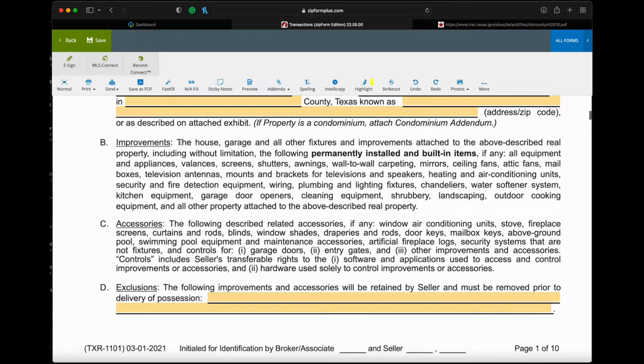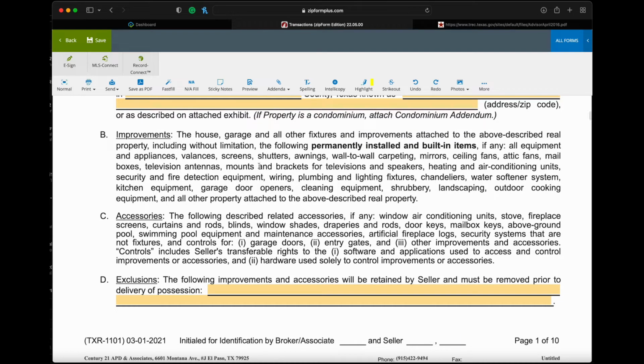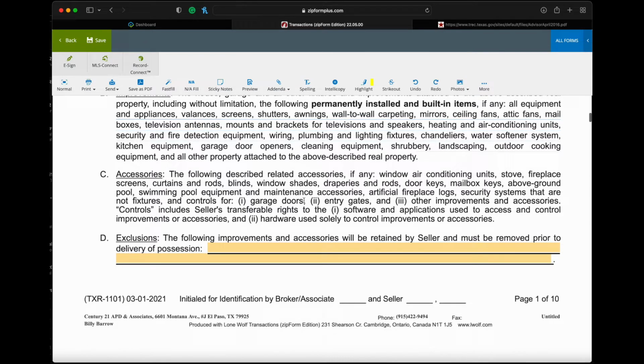The improvements is going to be all the stuff that's permanently attached in the house, very similar to how it says it in the 1 to 4 family contract, the purchase agreement. It's almost exactly the same. This does tell the seller what's going to stay in the house, so they don't go around and start removing the screens and shutters and the carpeting. They'll have to understand this a little bit, so do go over this with them.